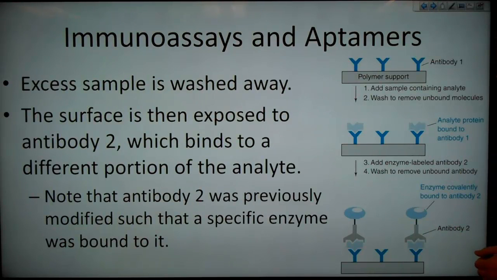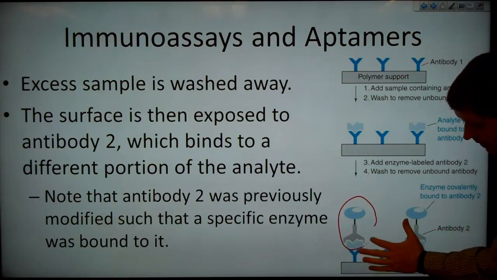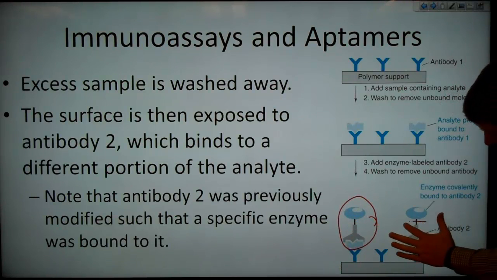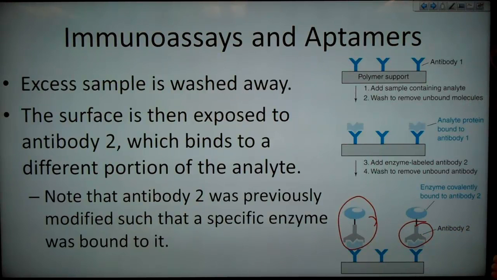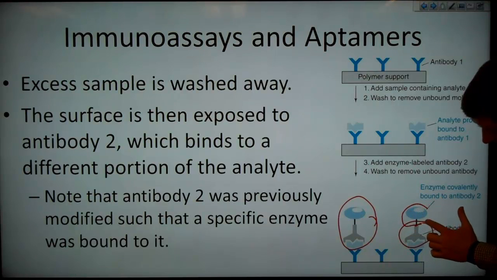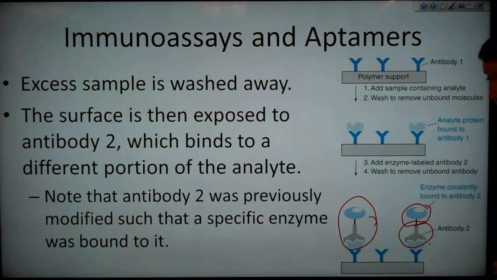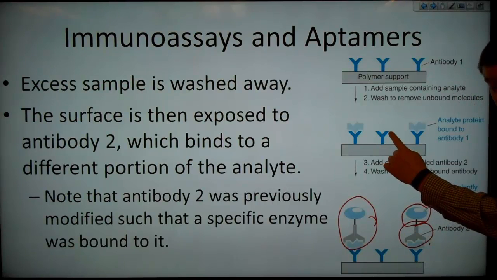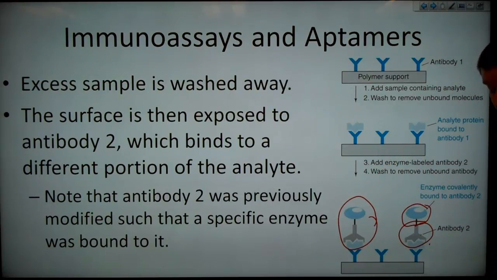Our excess sample is washed away, and our surface is then exposed to antibody 2, which binds to a different portion of the analyte. That's what we have occurring down here. We have antibody 2, this grayish molecule, binding to a different portion of our analyte, the top in this case. Note that antibody 2 was previously modified such that a specific enzyme was bound to it. So we have our antibody 2 there, with this other enzyme bound to it. Note that in the center, where we didn't have any analyte bound, we don't have any antibody 2 or enzyme bound either.